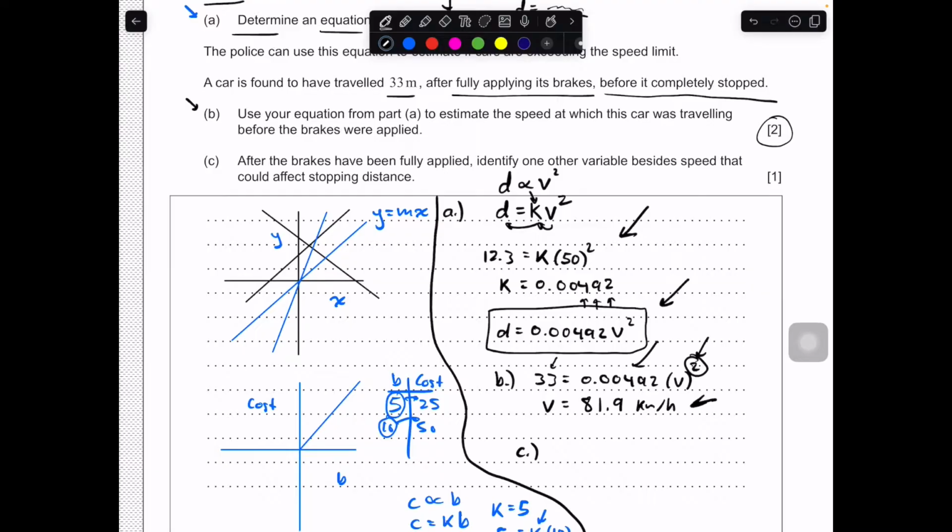Alright, after the brakes have been fully applied, identify one other variable besides speed that could affect stopping distance. One other variable besides speed, after the brakes have been applied. You can think of anything really. Slippery roads, maybe it's raining. Something like that.